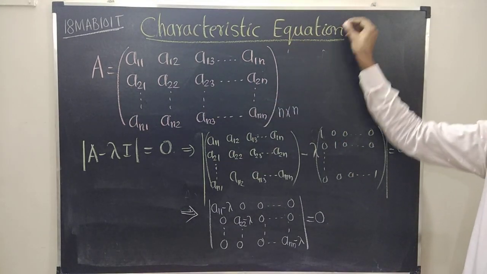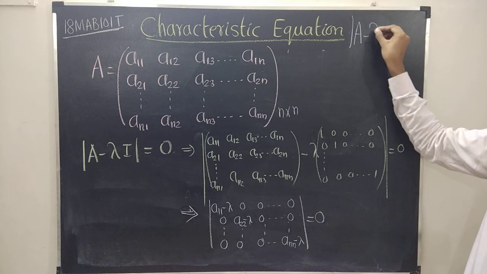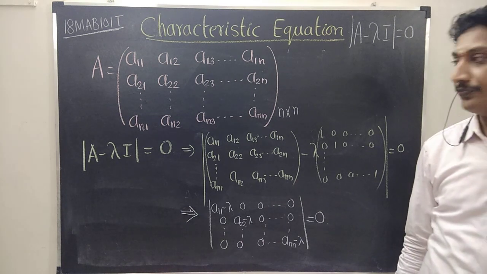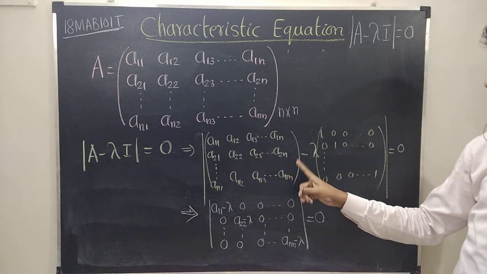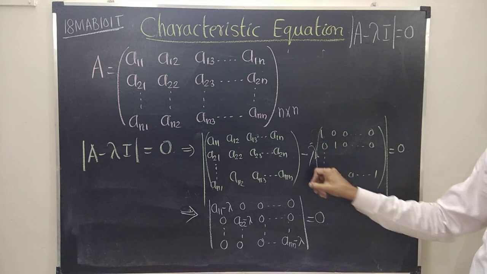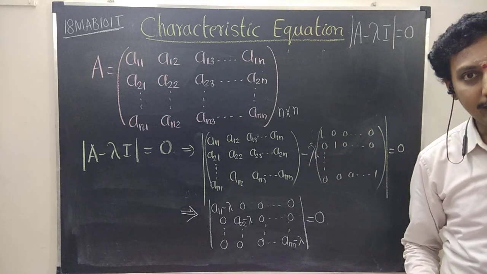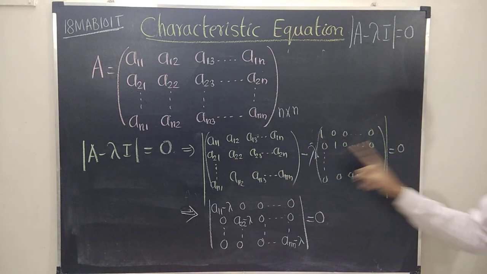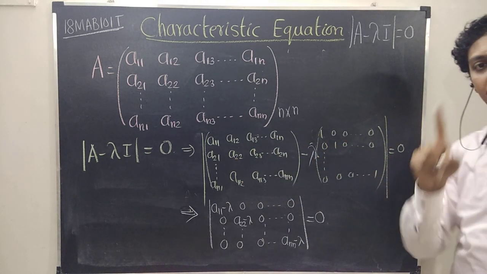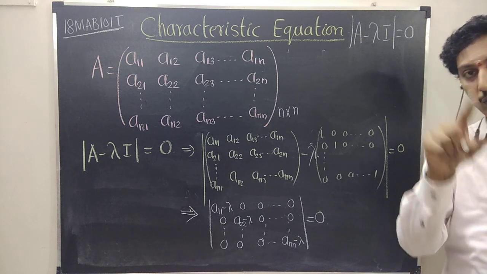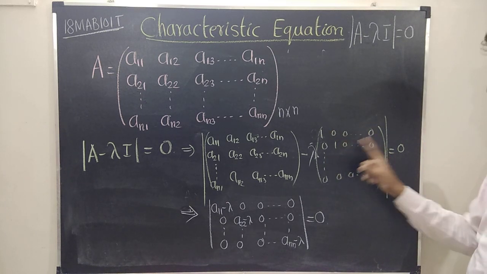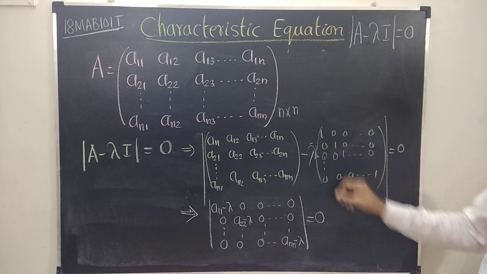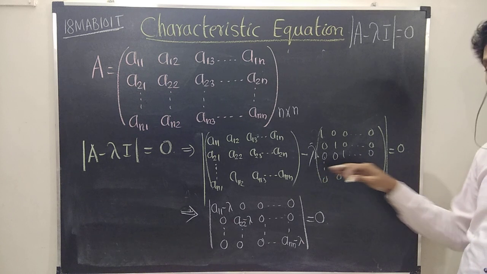And what is the characteristic equation? As we know, the characteristic equation of the matrix is determinant of A minus lambda I equal to 0. A is the given matrix, lambda is the scalar. What about I? I is the identity matrix, of the same order. If it is an n cross n matrix, it has n rows. Each diagonal entry is 1, and this is called the unit matrix: 1 0 0, 0 1 0, 0 0 1, and so on. The nth diagonal term is 1, other entries are 0.